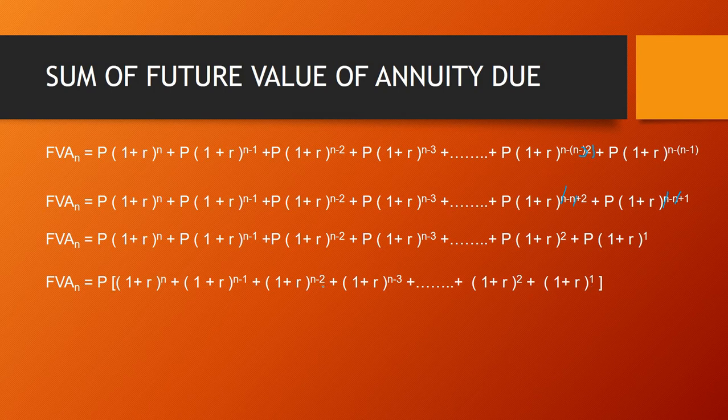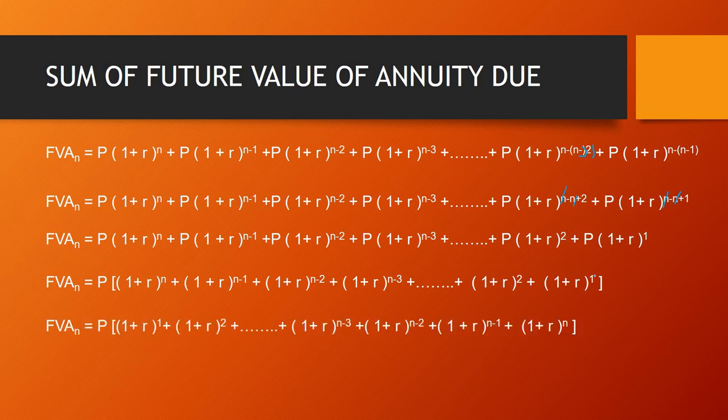Now, since it is in decreasing order, we are putting it into increasing order. So what I have done, I have put this figure first, then this figure, and in the last I have put this figure. So the first term is 1 plus R raised to power 1, then 1 plus R raised to power 2, and the last term is 1 plus R raised to power n.